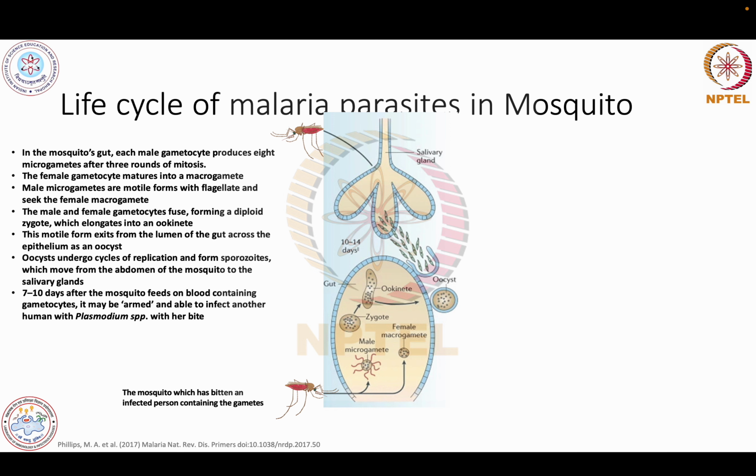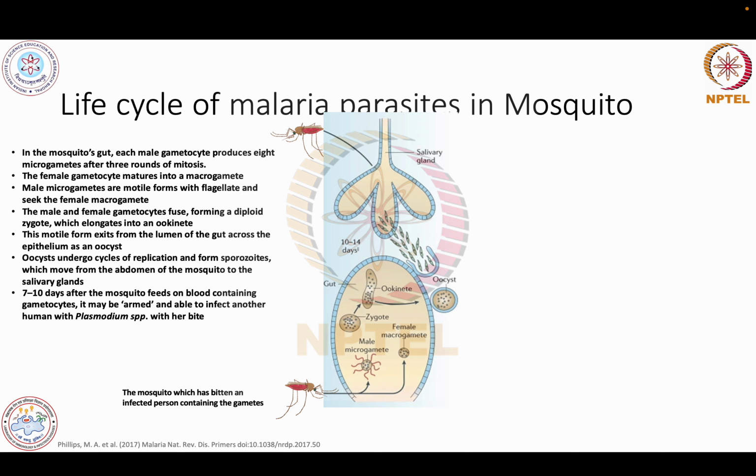In the mosquito's gut, each male gametocyte produces 8 microgametes after 3 rounds of mitosis. The female gametocyte matures into a macrogamete. Male microgametes are motile forms with flagella and seek the female macrogamete. The male and female gametes fuse, forming a diploid zygote which elongates into an ookinete. This motile form exits from the lumen of the gut across the epithelium as an oocyst.